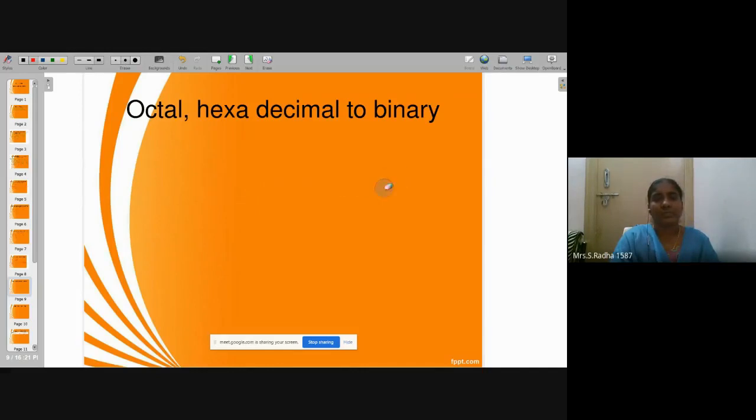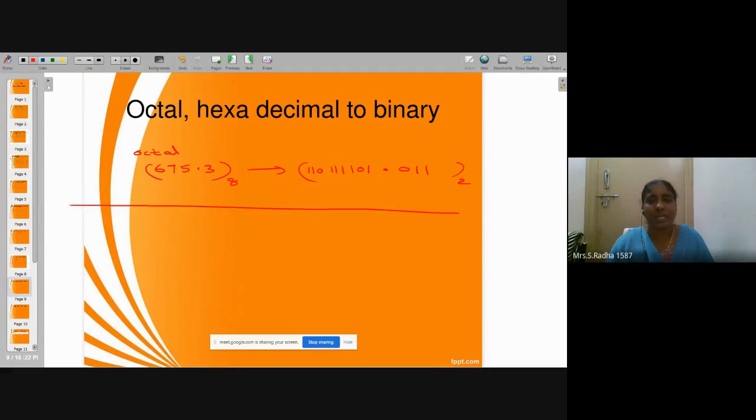So here, octal to binary. What do I have to take? An octal number, for example, 675.3. You convert it to binary. Every digit should be represented with 3 bits. This is the integer part, and this is the fractional part. This is about octal to binary conversion.